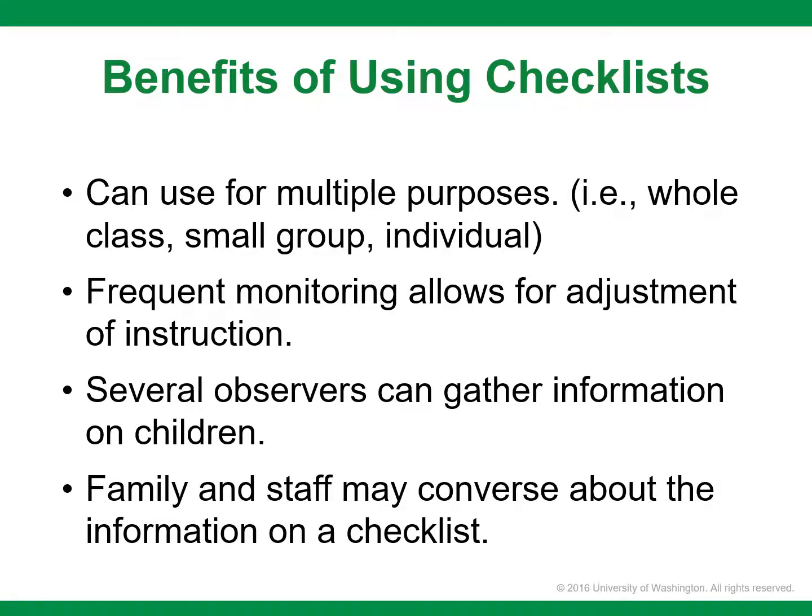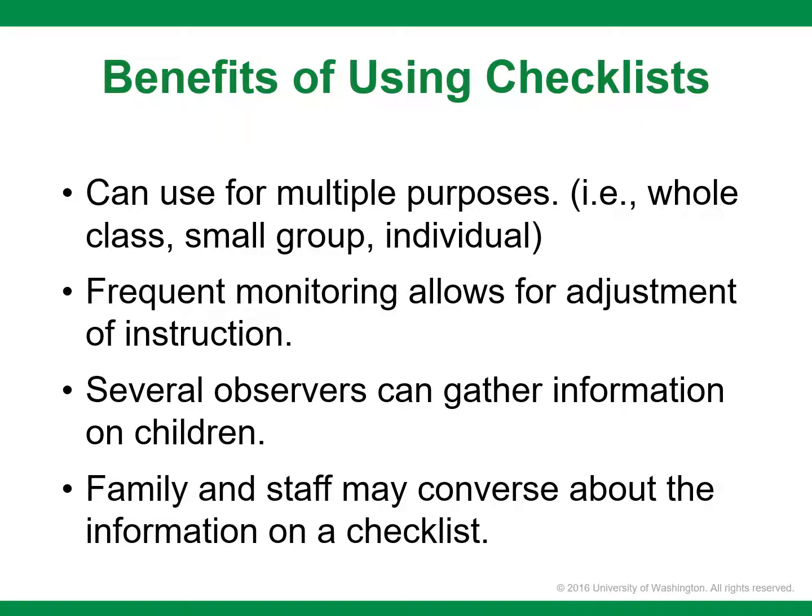For example, a teacher may be more interested in frequently monitoring the progress of children who will be entering kindergarten the following year and are demonstrating weaknesses with letter identification as compared to younger children in the classroom. The teacher can use the information that results from frequent monitoring to adjust the instruction of letter identification if progress is not adequate. Checklists can also be used by several different observers to gather information on the same children.